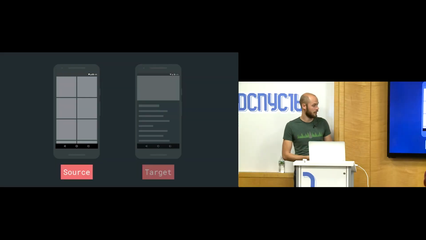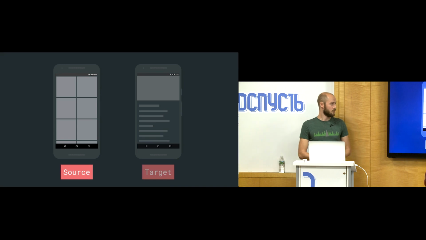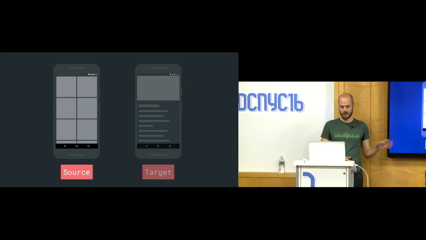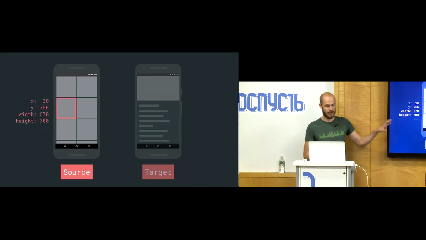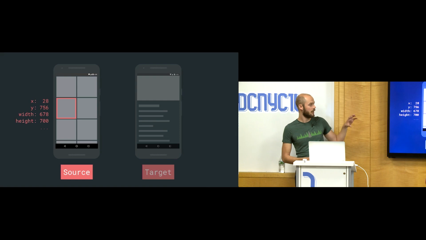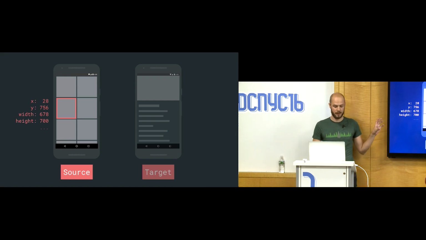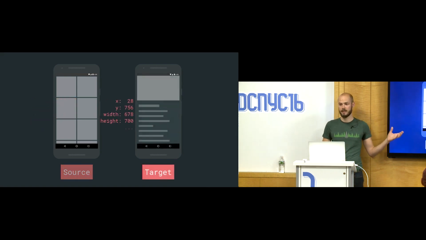Let's take a look at how a shared element transition works in the first place. You take a look at the source activity, and the view that has been clicked, the bounds of that, as well as a little bit more information, is being passed through to the target activity. Then the Android framework looks for a view that matches the transition name. I'll come to that later.